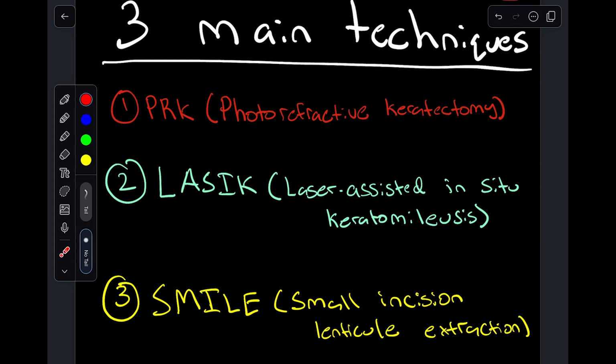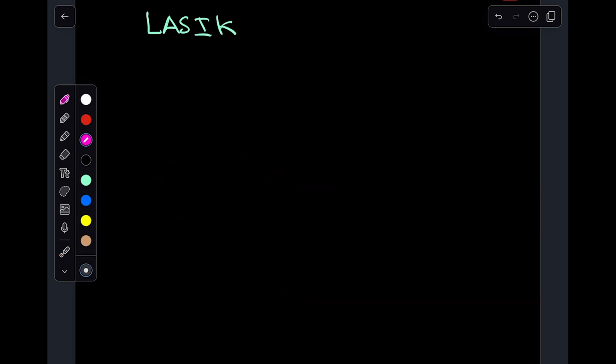For refractive eye surgeries, there's actually 3 main techniques you can use. The first one I went over already in a different video you can check out on this channel. It's PRK. The second one is the one we're covering today, which is LASIK, and the third one is SMILE. So now let's actually talk about what LASIK is.